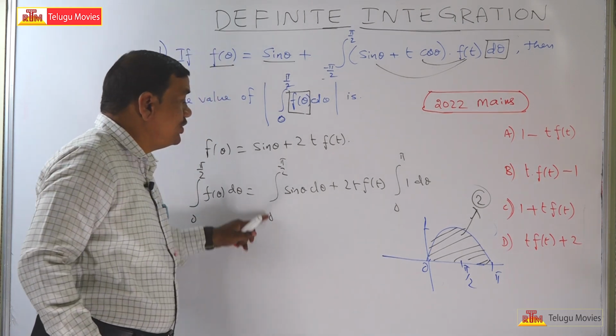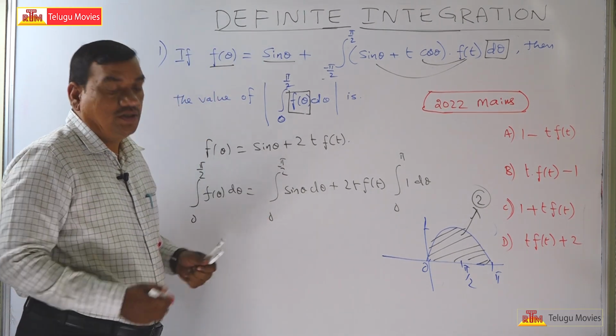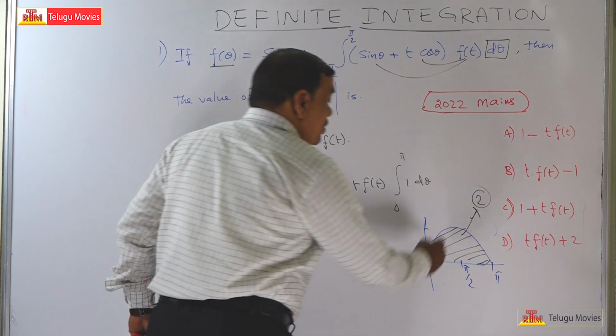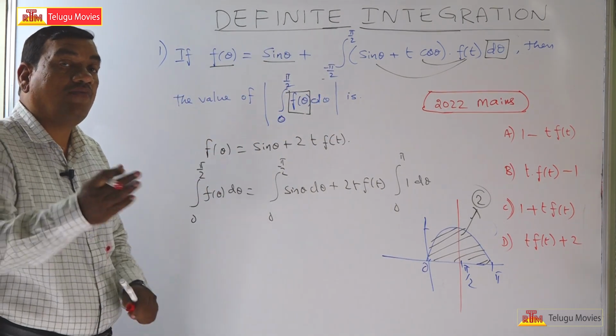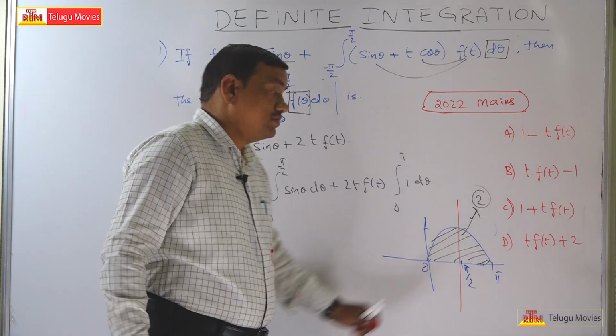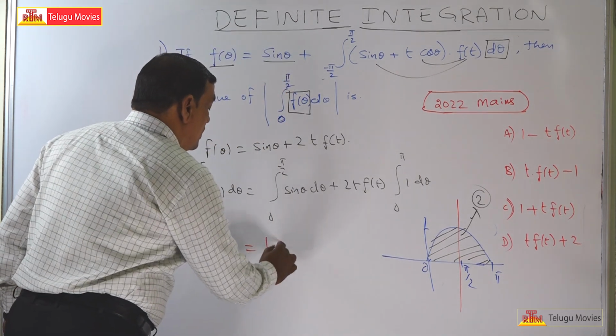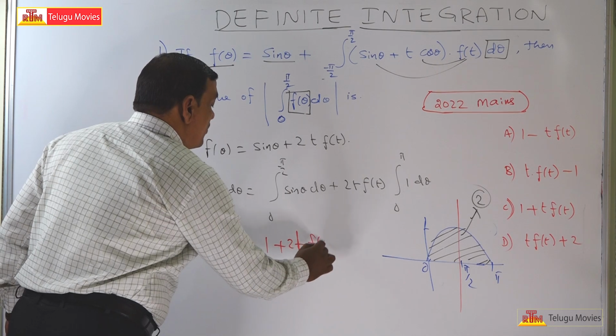But it is asking 0 to pi by 2. 0 to pi by 2 means what? Only half of the area. Half area is how much? 1. So therefore its answer is equal to 1 plus 2t f of t.